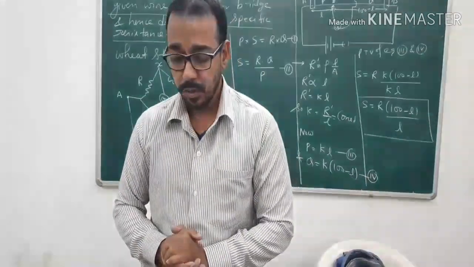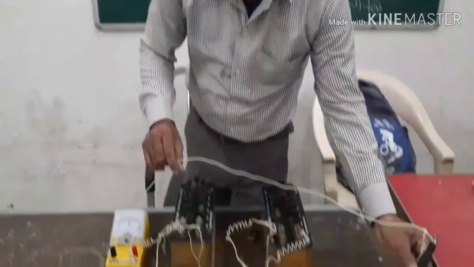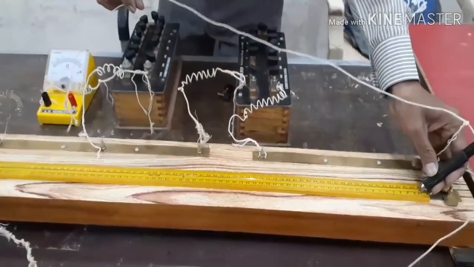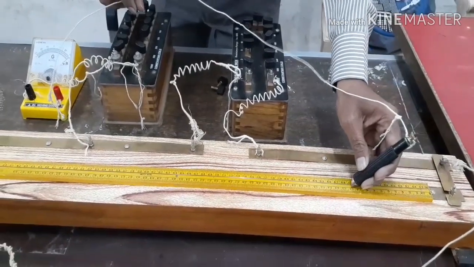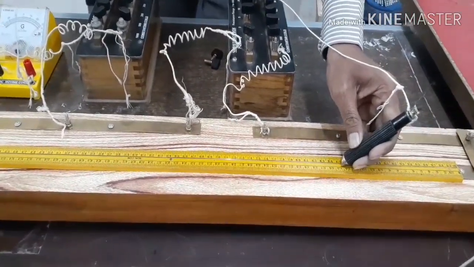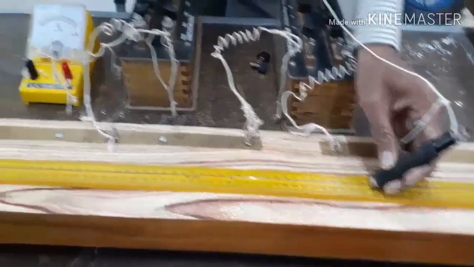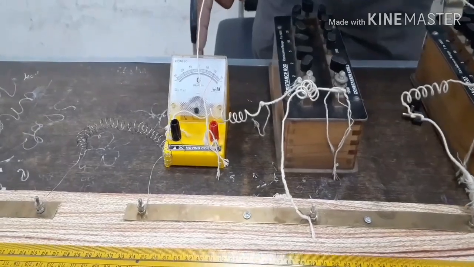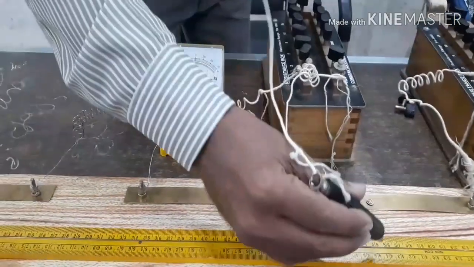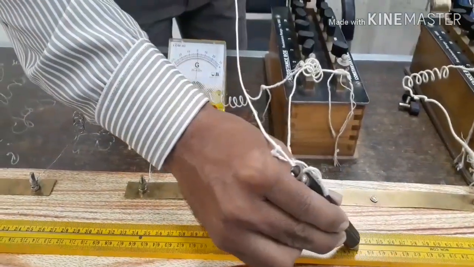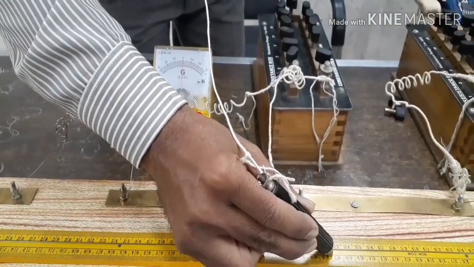Now I am going to perform the experiment. First of all we should keep our jockey over here and slide it over the length of the wire. You can see that along with the sliding, the reading of the galvanometer is changing continuously. You should move this jockey up to the point for which the deflection in the galvanometer becomes 0. See here, now the deflection in the galvanometer is 0.